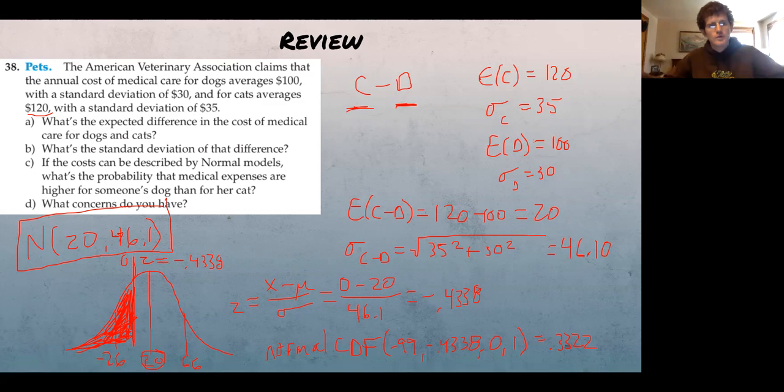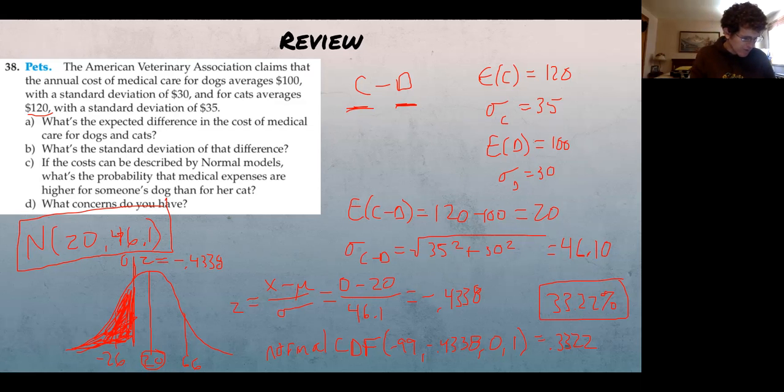So what does that number represent? And it's a rhetorical question. I'm answering it here. Remember, this is the area under the curve. This represents the probability. So there is a 33.22% chance that the dog is going to cost more in vet bills than the cat will? Okay. So if there are questions right now, we can answer them. If this is something you want to come back to, we can come back to it.